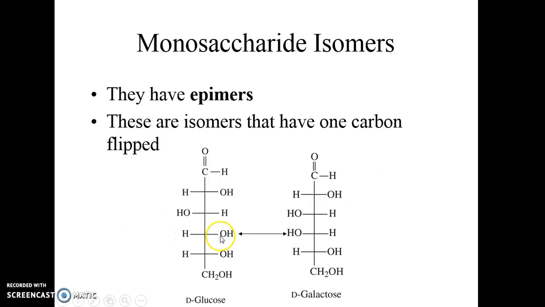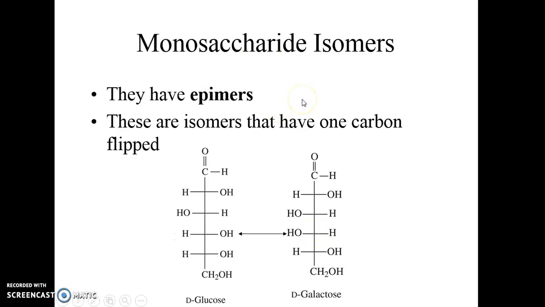If we look at these two, you can see this is D-glucose, and this is something called D-galactose. Same number of carbons, same functional groups. The only difference is, look, hydroxyl's on the right, left, left, right. But here it's right, left, right, right. This carbon right here has a different stereochemistry. Everything else is the same. When you have just one carbon in which the stereochemistry is flipped, we call them epimers.